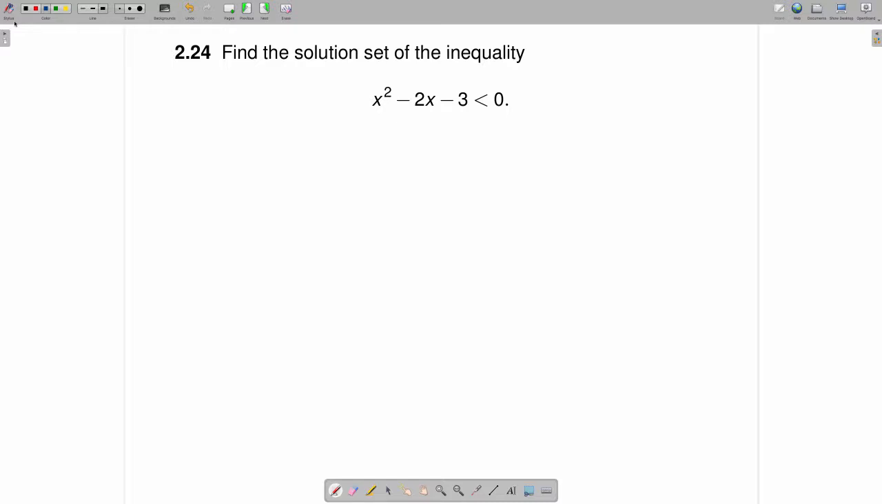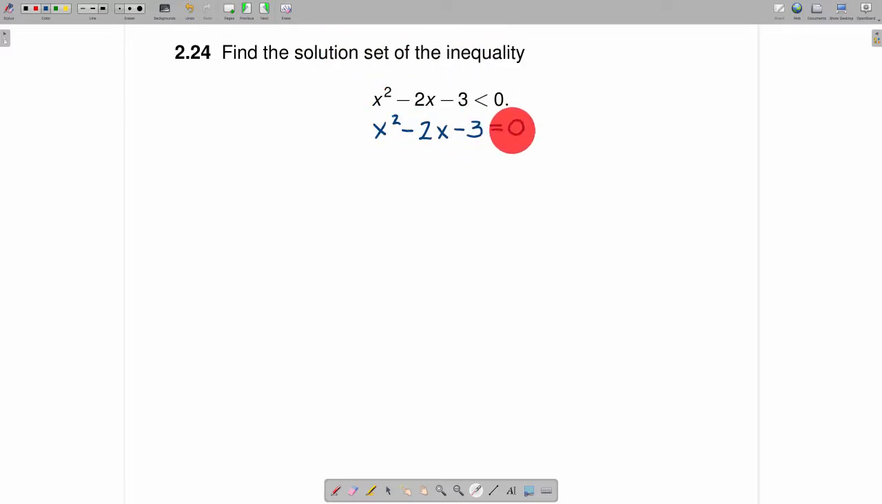Find the solution set to the inequality x squared minus 2x minus 3 is less than 0. One way to proceed on solving this problem is to temporarily treat this inequality as an equality. In other words, take your less than 0 and replace it with equal 0. Now, if you did that, you would then be interested in solving for x for this equality, and that will help us find the solution set for this inequality.